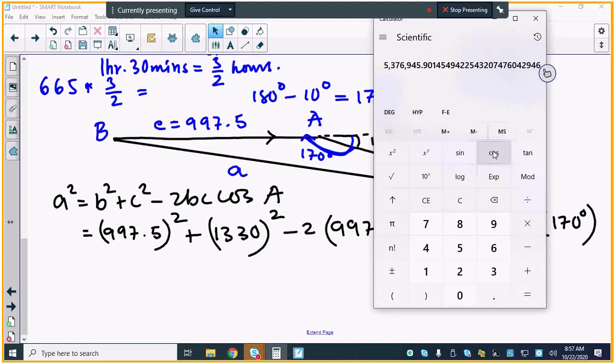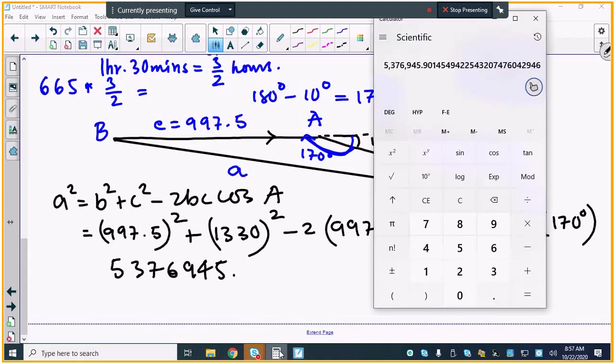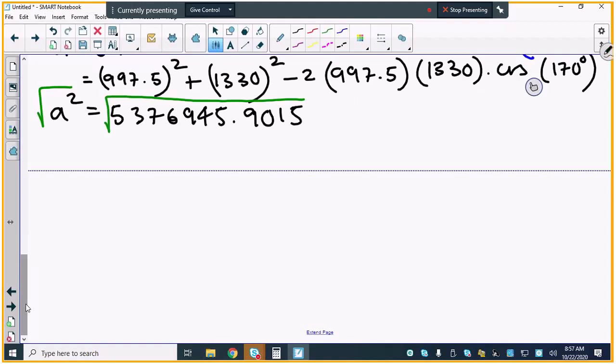So, and I probably will round it to 4 decimal places first. So this is a long number. You're going to get 5376945.9015. And remember, this is the distance square, so I need to eventually take the square root and only take the positive root because we are again talking about the distance. So A is the square root of this number.